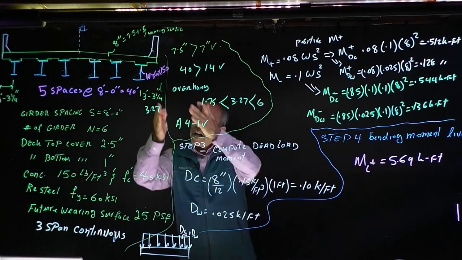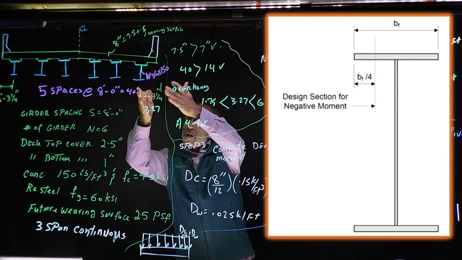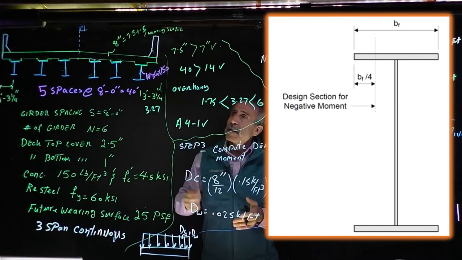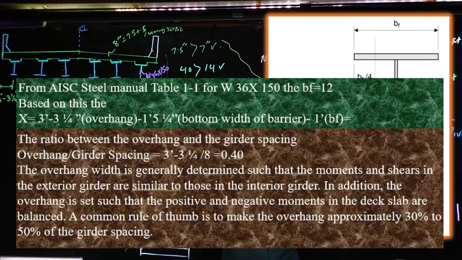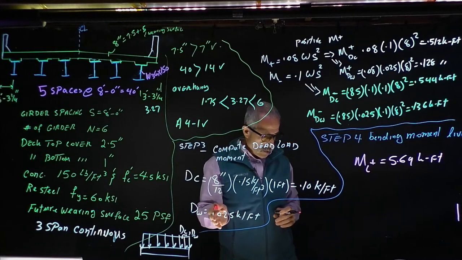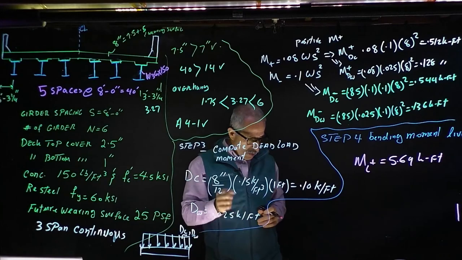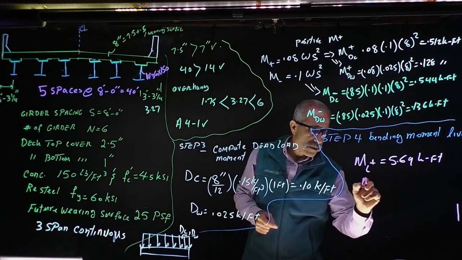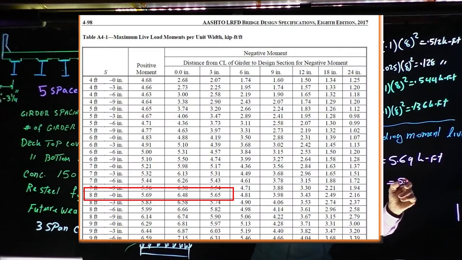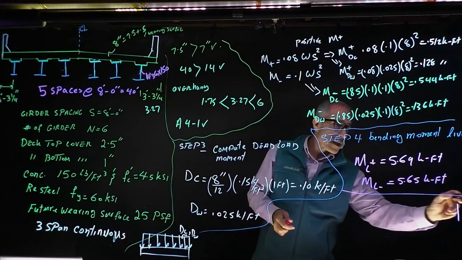Now the top part of the flange is about 1 foot, and based on the steel design manual, the design section is going to be 1/4 of that. So it's going to be 1/4 of 1 foot, which is 3 inches, and that's what our number is going to be, x equals 3 inches. If we use 3 inches, then ML negative is going to come out to 565 kip-foot. And that takes care of step 4.